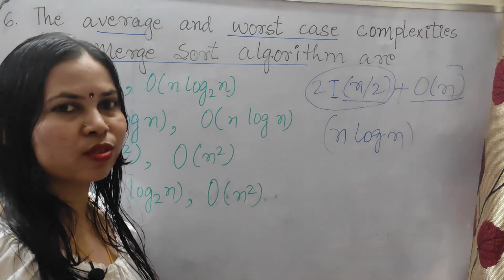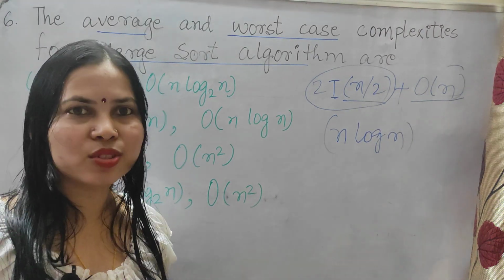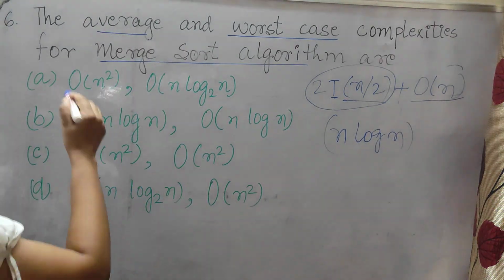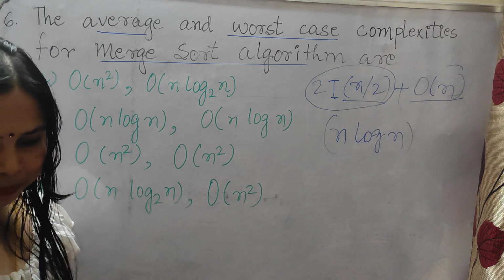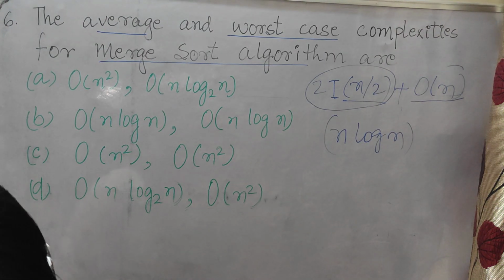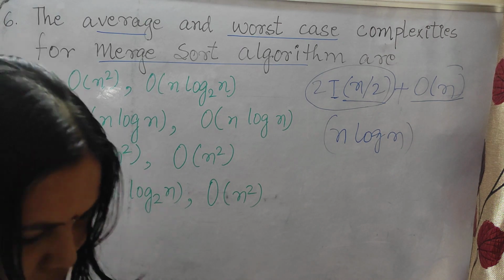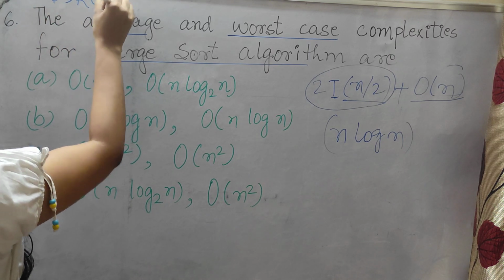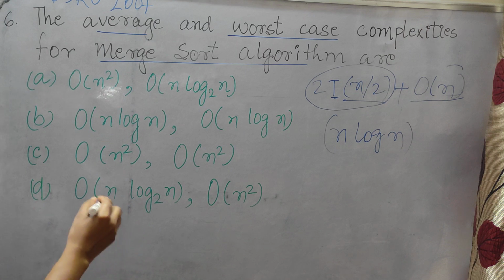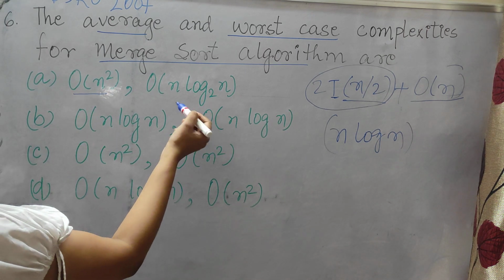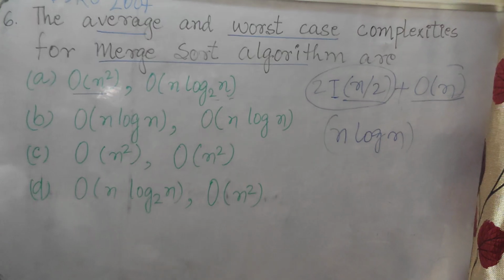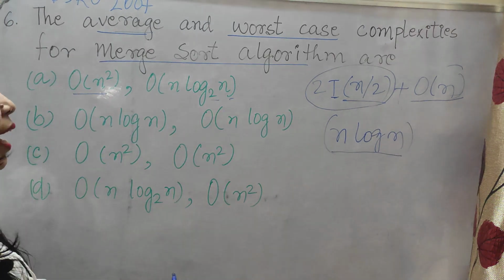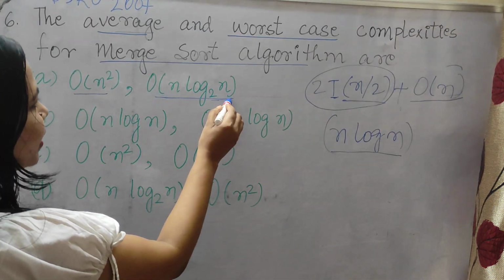The average case and worst case complexity doesn't matter in merge sort, and even the best case is the same. This is a very easy question that ISRO asked in 2007. Option A, order of n square and order of n log base 2 n, is wrong. Why? The average case is order of n log n time, and the worst case is also order of n log n time. So that is correct, but this one is wrong.